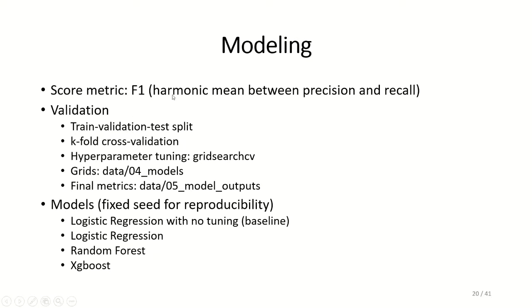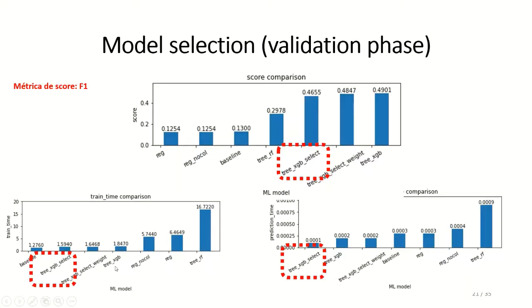And about the score metric, I used F1. It is the harmonic mean between precision and recall, and we can calibrate the weight between precision and recall later. And for validation, I used, well, the rule of thumb: train validation test split, k-fold cross validation, hyperparameter tuning. For models, I used a baseline with logistic regression without tuning the hyperparameters. Well, logistic regression, random forest, and XGBoost.